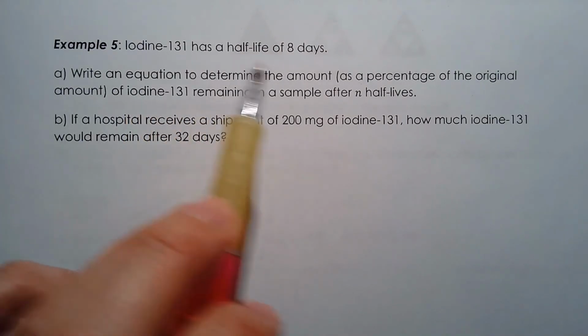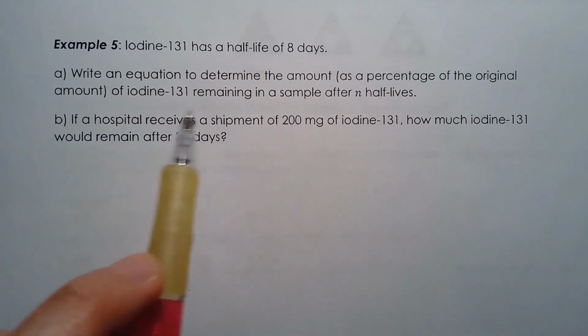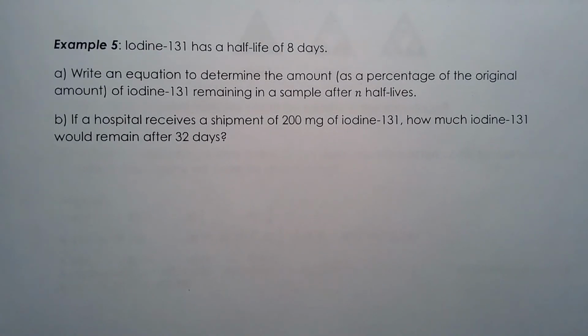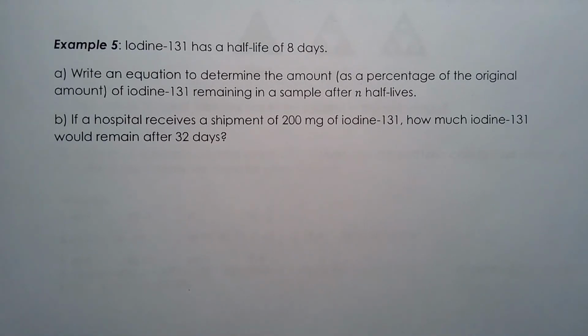Iodine 131 has a half-life of 8 days. Write an equation to determine the amount, as a percentage of the original, of iodine remaining in a sample after n half-lives. So I don't really like this question because we're going to basically model this using a discrete function, but it really works better if you model it using a continuous function, because I can have a quarter half-life that has passed by. But since we're in the unit of discrete functions, we're going to use a discrete function, and this was in the homework too, so that's why I put it in the sheet. Anyways, I'm not a big fan though.